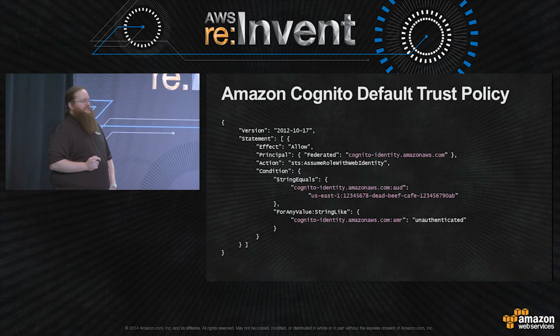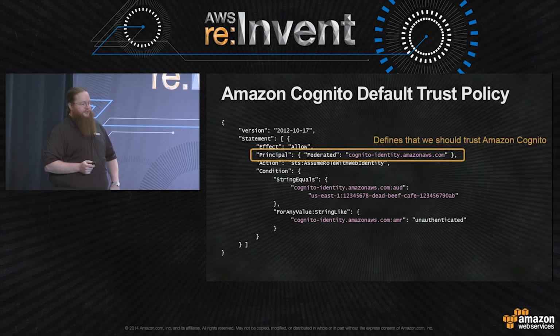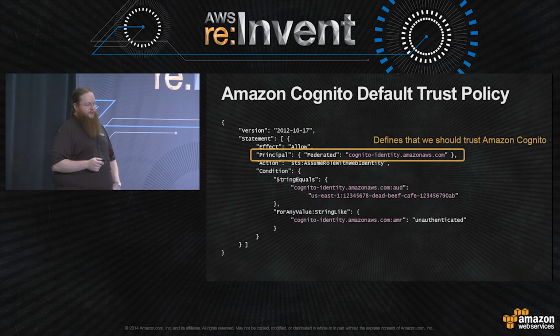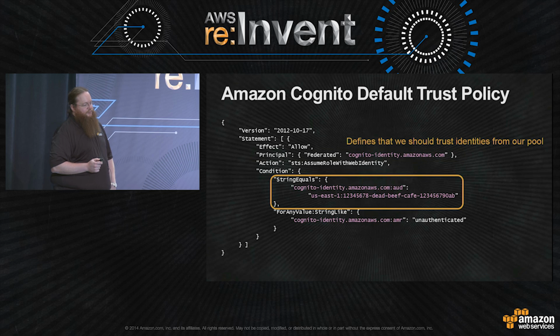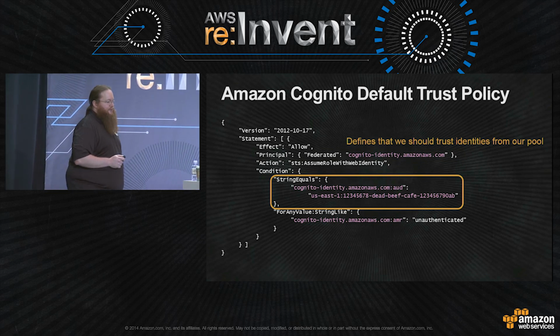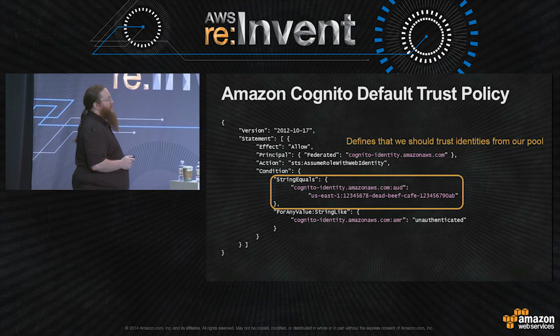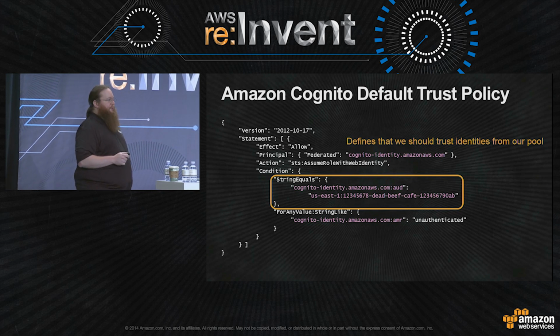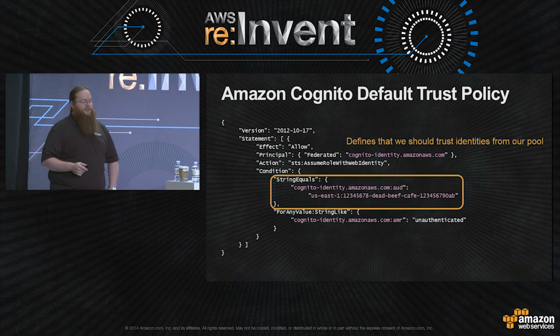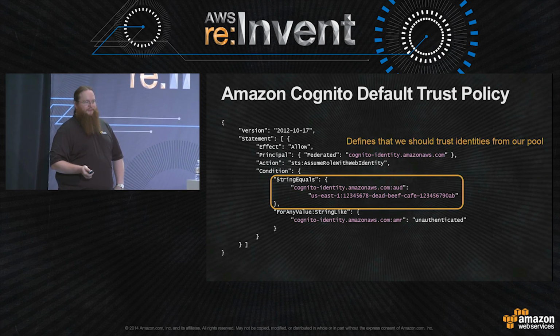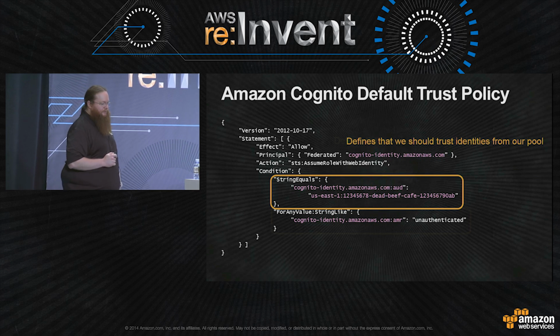So what you see up here is our default trust policy for an unauthenticated guest, an unauth role. This part up here, the principal, defines that we're trusting Cognito specifically. The second component, this condition on the aud field, is trusting our identity pool. Because Cognito follows the OpenID Connect spec, this is the audience field of that token that we vend.